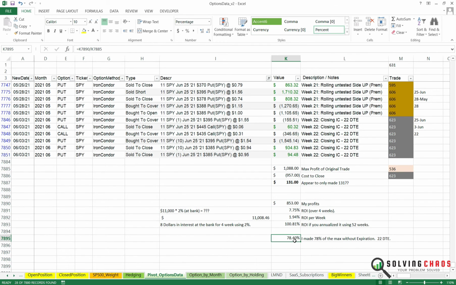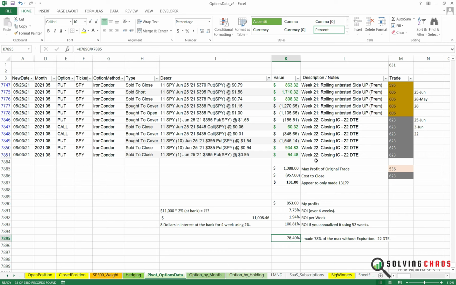The other thing that you should look at is what's my max profit? If you take a look at this number divided by this number, because if I let this expire, I would have only made this. But I still have 22 days left on this, and I made 78% of my max. What that means is I still gave myself flexibility where I can move or exit out or close my position or manage it.